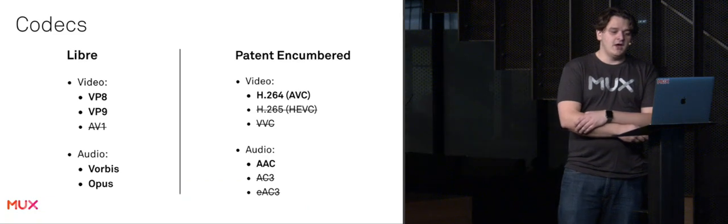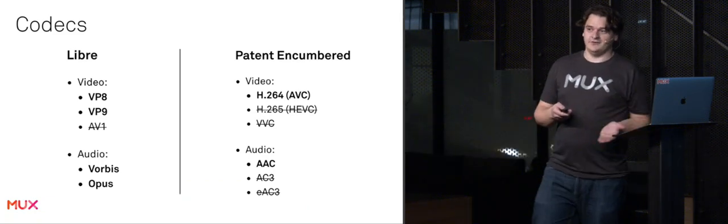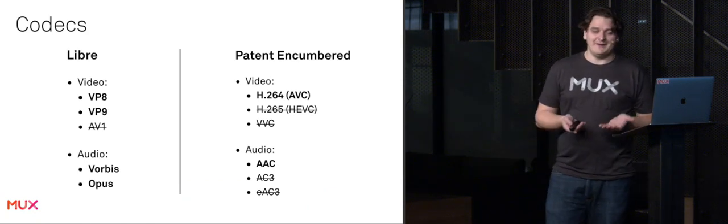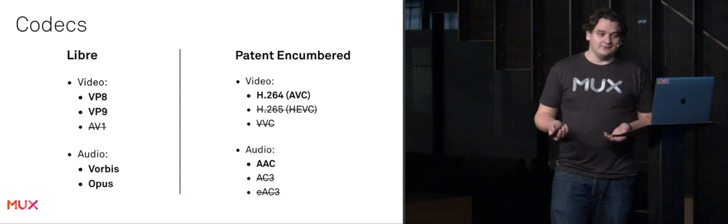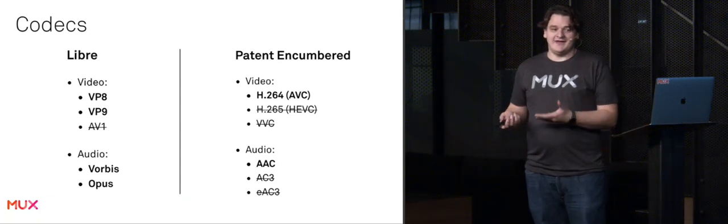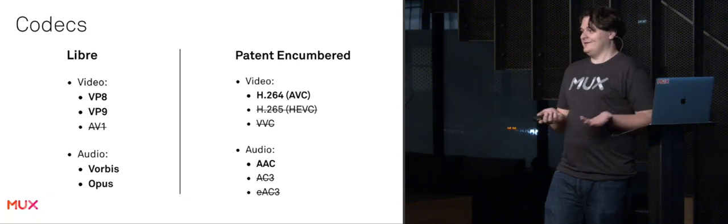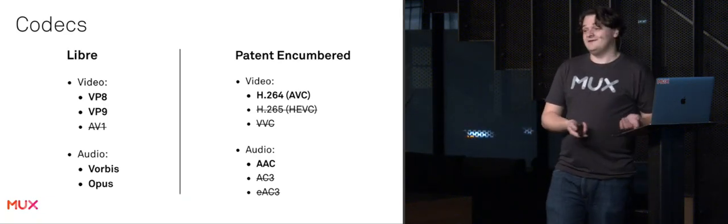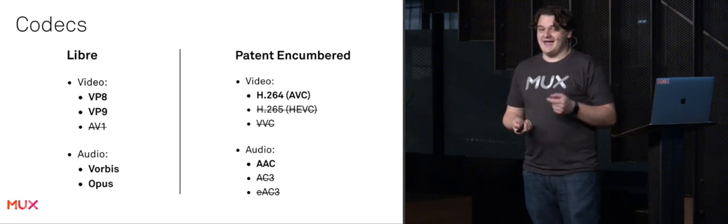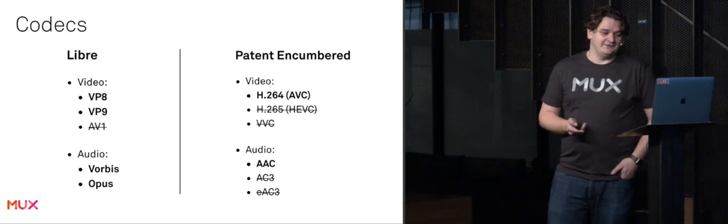Now, what's really interesting for me is if you start to think about what you can really use on the web on a daily basis, on the patent-encumbered side, you're pretty quickly down to one combination. You're down to H.264 and AAC. The Dolby audio technologies just don't exist in anything that's not a living room device. It's just not there, really. HEVC made a brief appearance in Edge and then got removed again. So VVC basically doesn't exist either.